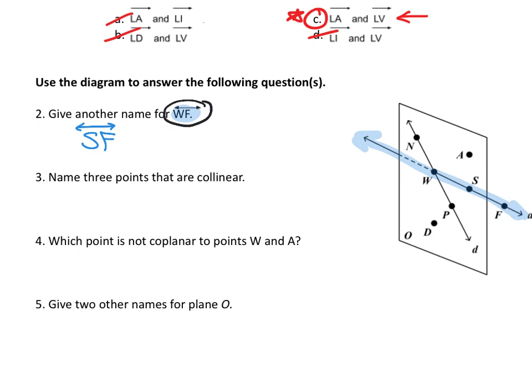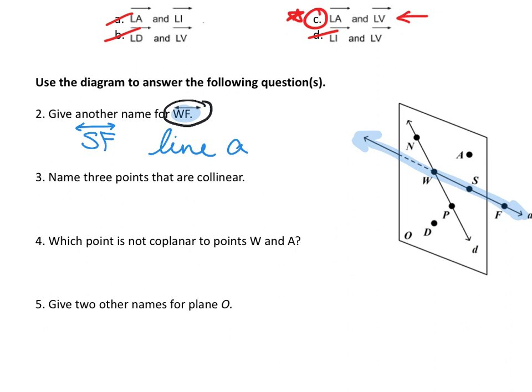There is another way we could name this, though, and it's with the smaller letter. Do we remember how to use that? We would just say line A. Lowercase letters are just single letters for lines instead of using multiple letters for lines. So those are 2 options for another name for line WF. On the keywords portion of the test, you would write down line WF. That's your keyword for this problem.